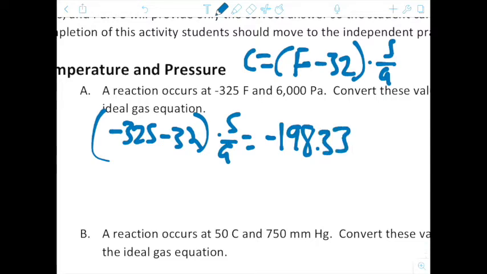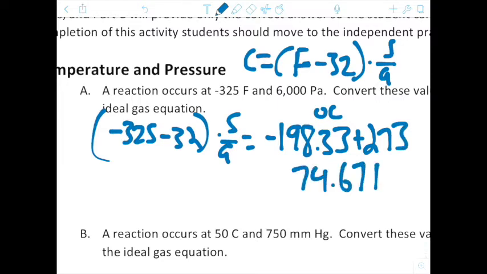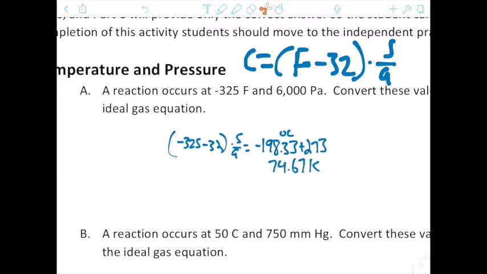198.33. And then, because this is now Celsius, to take it to Kelvin we just add 273 and we get 74.67 Kelvin. So now we have our temperature in Kelvin.